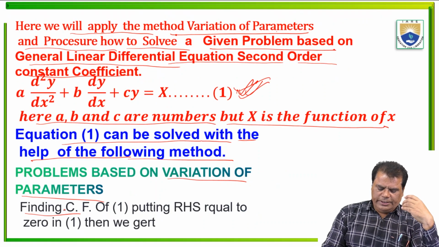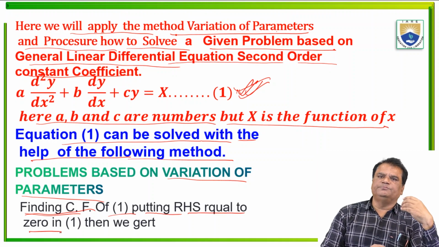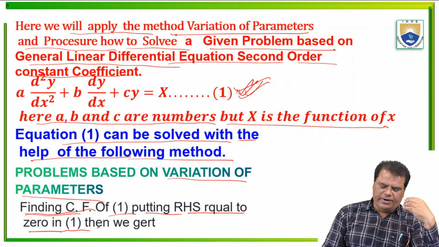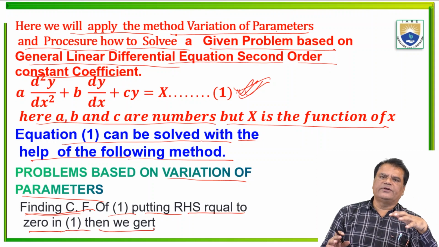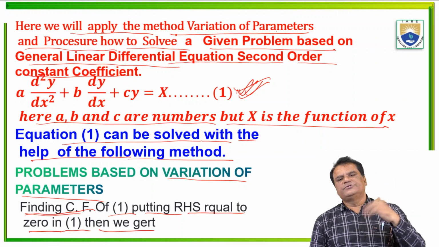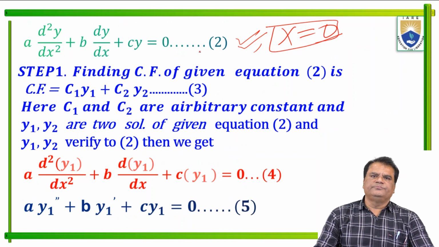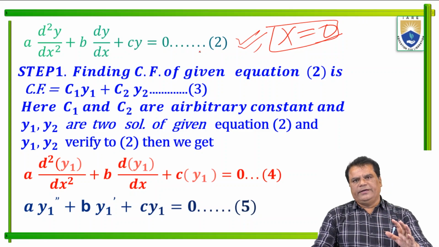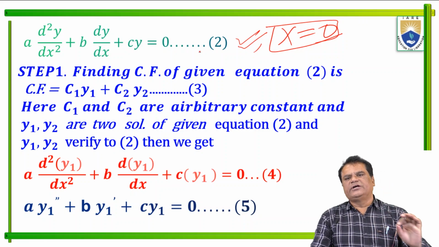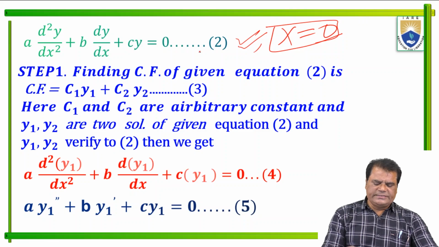Finding the CF of 1, putting RHS equal to 0, then in equation 1 we get equation 2. After putting RHS 0, equation 1 converts into equation 2. Now we find the complementary function of equation 2. So here is step 1.